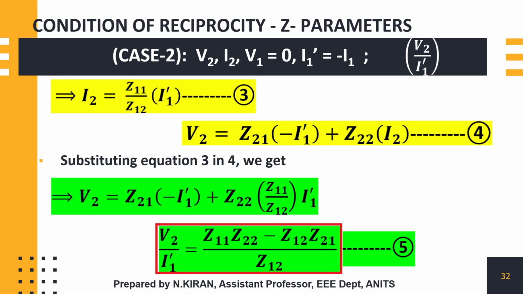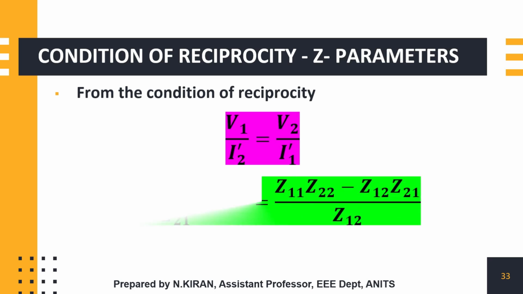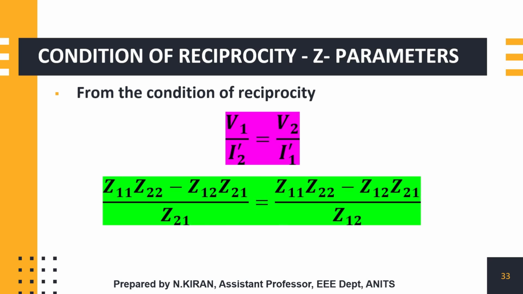So now I have obtained the ratio in both the cases. For this to satisfy the condition of reciprocity, the ratio of V1 by I2 dash should be equal to the ratio of V2 by I1 dash. So I will equate the expressions that I have obtained in both the cases. On simplification, we get the condition of reciprocity for Z parameters to be Z12 is equal to Z21.